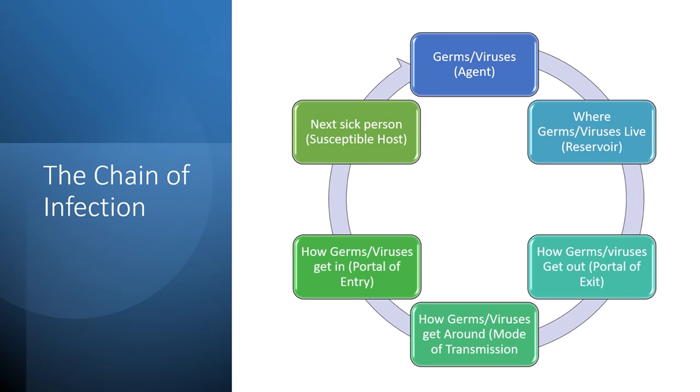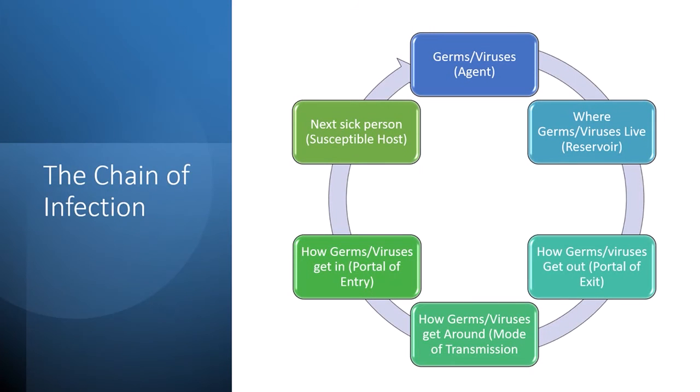So let's look at each link in the chain. The first is the agent, right at the top here. This is known as germs or bacteria, viruses, or parasites. So that's that thing that's out there that can get into you to cause an illness. The next link is where germs live. This is also known as the reservoir. So germs can live in people or on things such as animals, pets, food, soil, water.